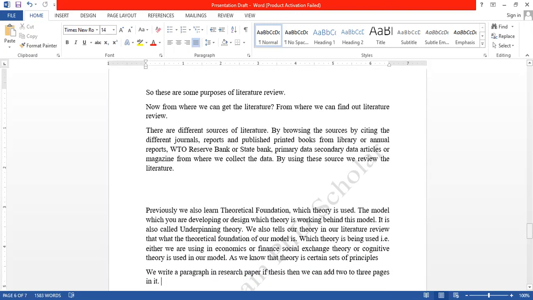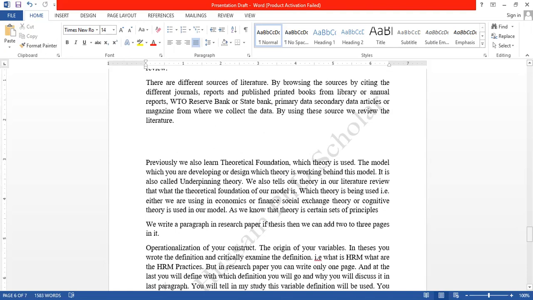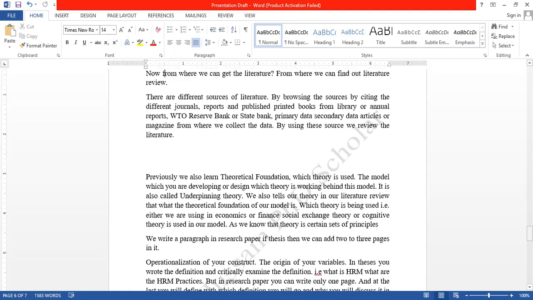Previously, we also learned about the theoretical foundation, which theory is used. By reviewing the literature, we will come to know which theory is used in a particular research paper. For the model which you are developing or designing, you will also know which theory is working behind your model. It is also called the underpinning theory.